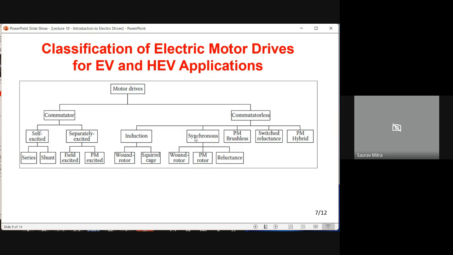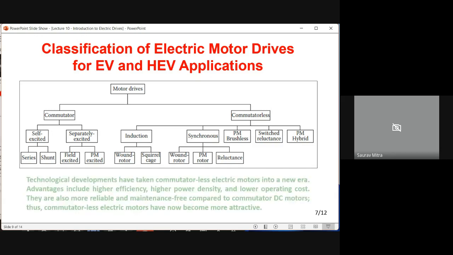So in synchronous machine, there is wound rotor, PM rotor, and reluctance. We are going to see the SRM, switched reluctance motor. What is meant by reluctance? Whatever resistance is in an electric circuit, reluctance is exactly like that. So low reluctance, high reluctance. Reluctance means the opposition offered to the flow of flux. That is what is called reluctance in a magnetic circuit. So the switched reluctance motor actually falls in the category of synchronous. And then there is PM brushless, permanent magnet brushless, switched reluctance, PM hybrid. All these different types of motors are there.